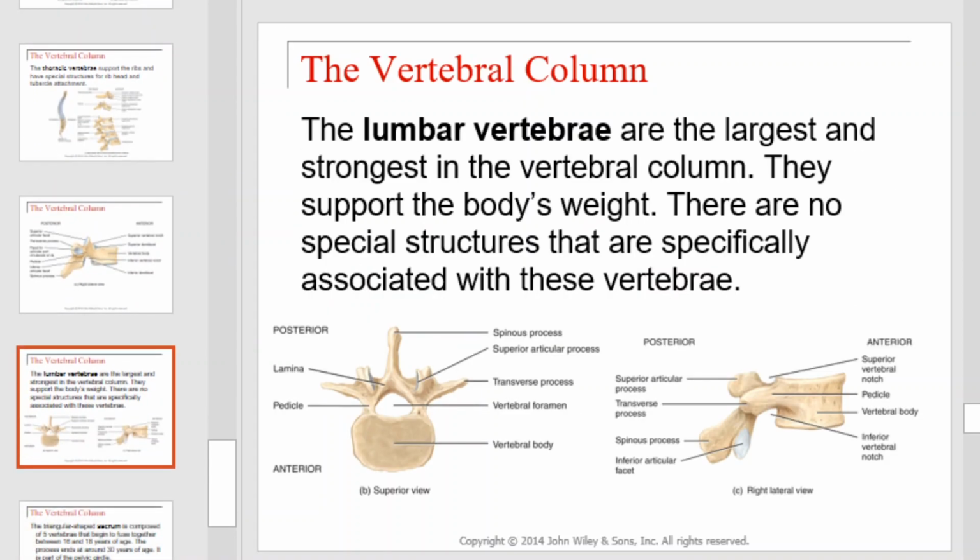The lumbar vertebrae are the largest and strongest in the vertebral column. They support the body's weight. There are no special structures that are specifically associated with these vertebrae. The only thing making them unique is their size. Take a moment to familiarize yourself with each labeled structure in the vertebra at the bottom of this slide.